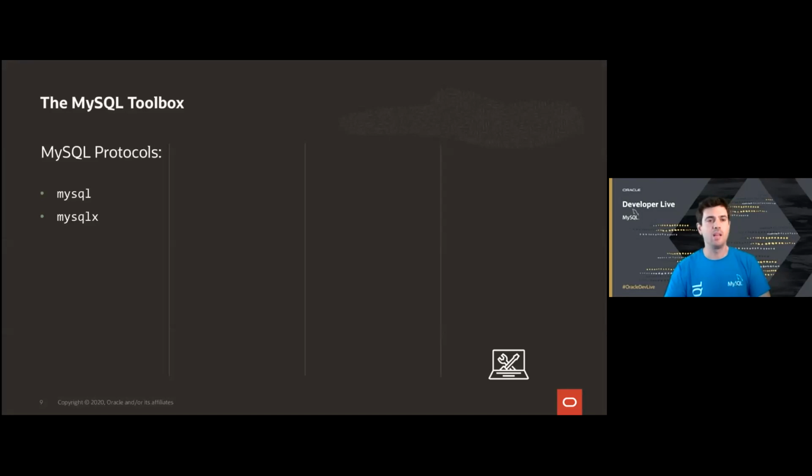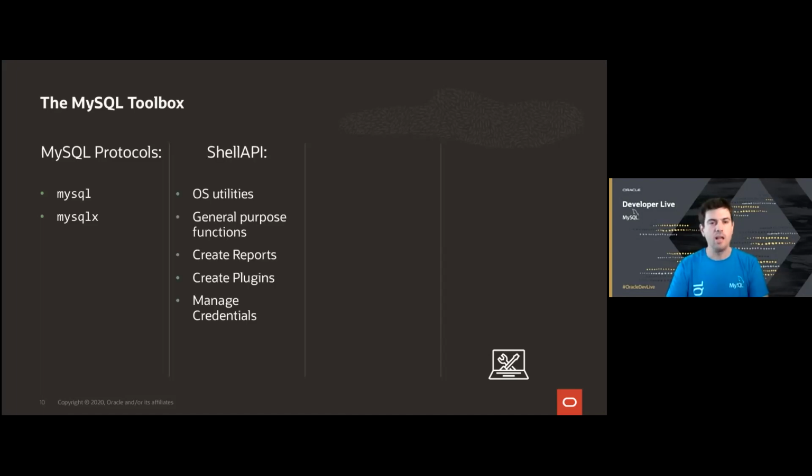Just recapping, MySQL Shell implements the MySQL Classic protocol and the MySQL X protocol. The Shell API has utilities for operating system functions, for example, verify if a file exists, or which directory Shell is running in right now. You have general purpose functions. I'll talk a little bit about it after. You can create reports and create plugins to extend Shell. There's a Credential Manager too that I will talk about.